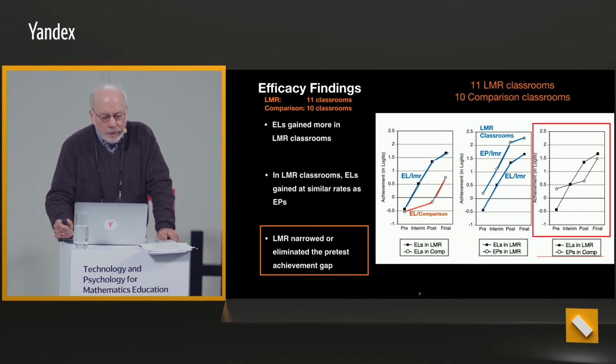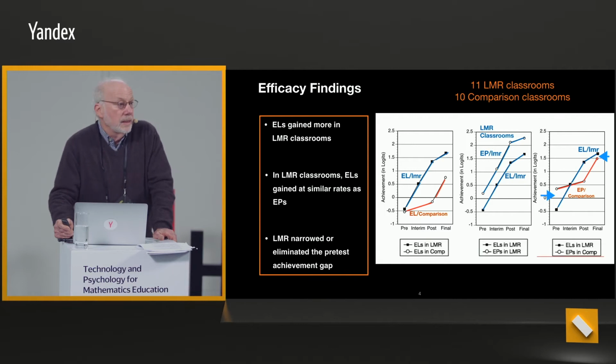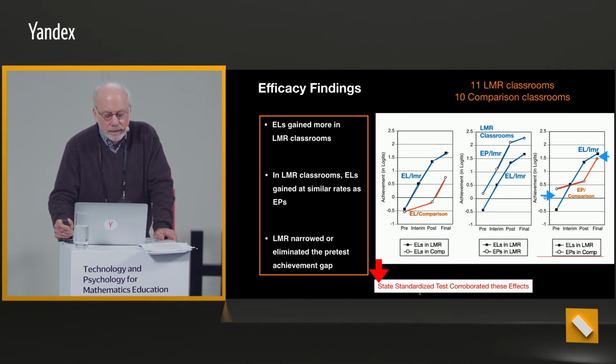The final claim, that LMR narrowed or eliminated the pre-test achievement gap, we see in the third panel. When we compare EL students in LMR and EP students in the comparison classrooms, we see at pretest this well-known achievement gap between the two groups. But by the end, the situation has really attenuated, and there's no difference in the performance between ELs in LMR and EPs in comparison classrooms. Even at the post-assessment, the ELs were doing much better than the EPs. We take these findings as being very promising, and importantly, these findings with this integers and fractions measure were corroborated with the California State Assessment Measure, a standardized test.